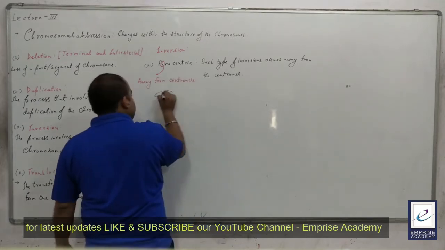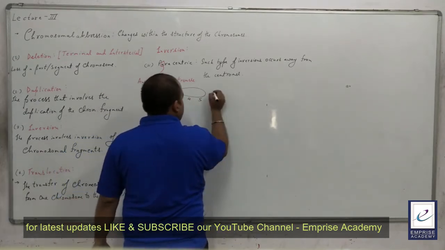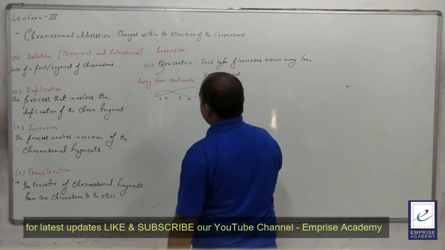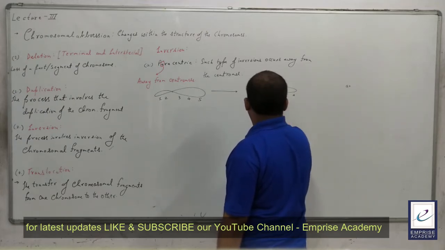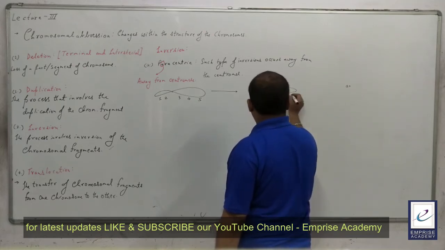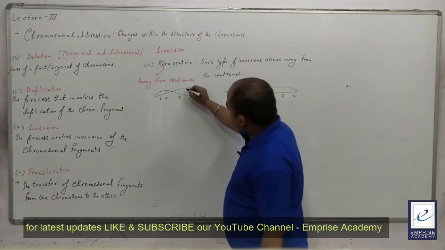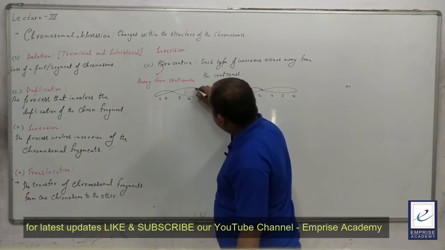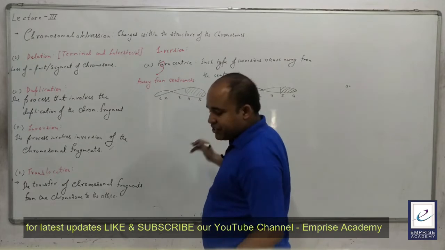You can look at the diagram. 1 2 3 4 5. There is an inversion. Inversion is taking place. Now it has been inverted. 1 2 4 3 5 away from the centromere, or you can write it like this: 3 5 4. This is inversion. This segment of the chromosome has been inverted. This is called paracentric inversion.